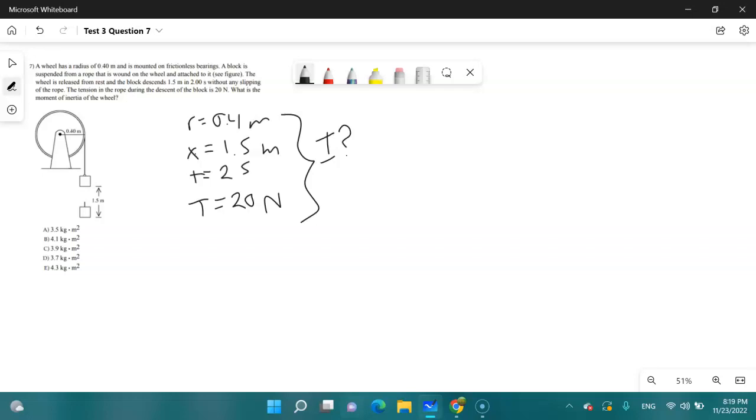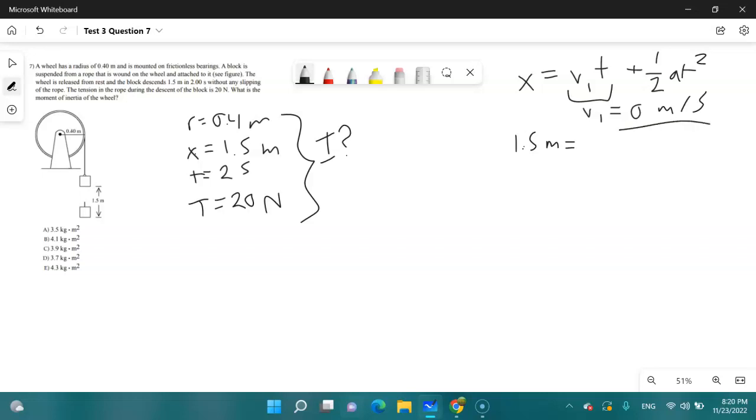And then the first thing we can start doing is moving around the equation of distance. So the distance is going to be the initial velocity times the time plus half of the acceleration times the time squared. In this case, we can already assume that the initial velocity is 0 meters per second since the wheel was at rest at the beginning of the problem. We do have the rest of these values, so we would put in the 1.5 meters for the distance. This part of the problem is automatically going to become 0 since the initial velocity is 0.